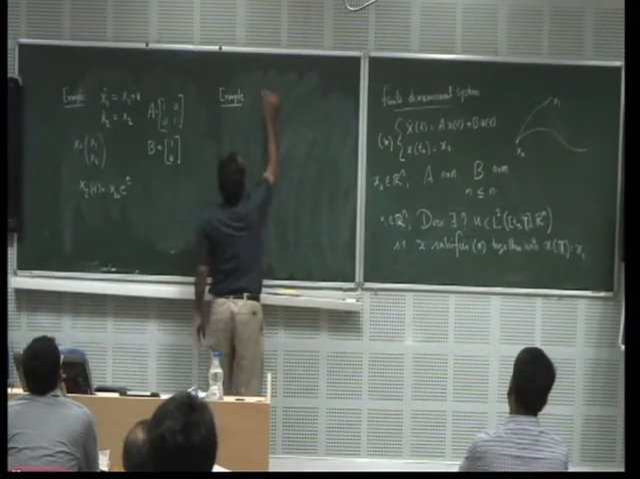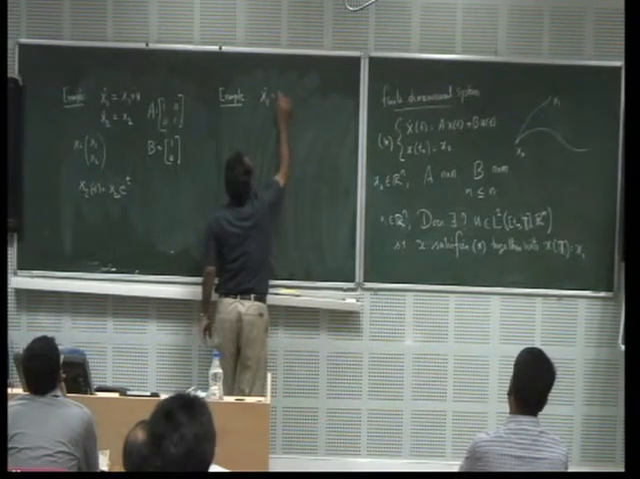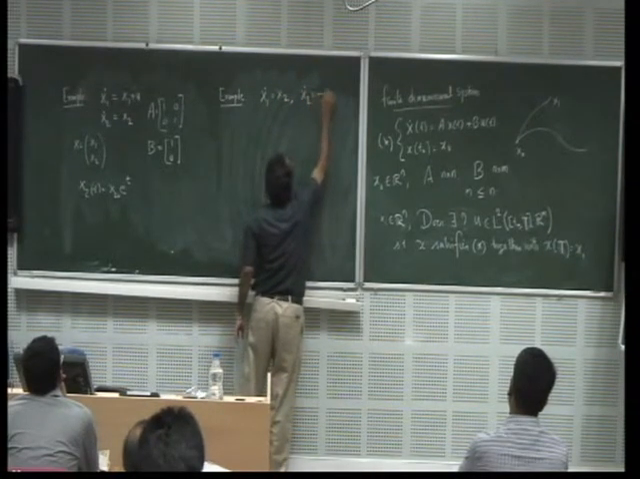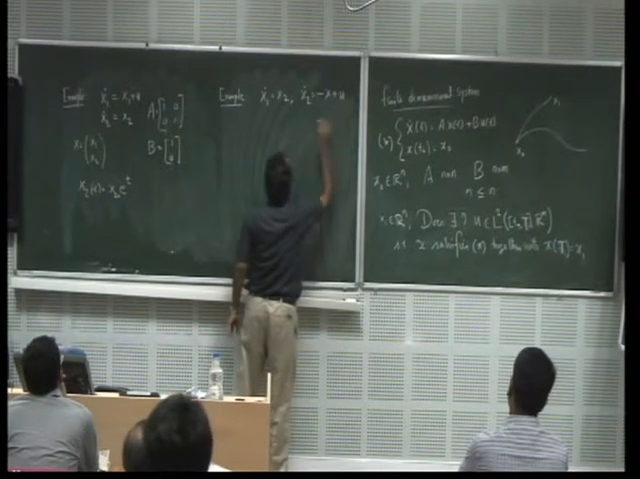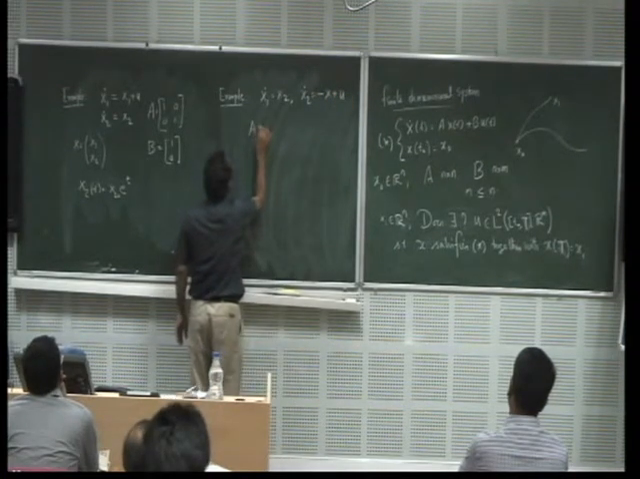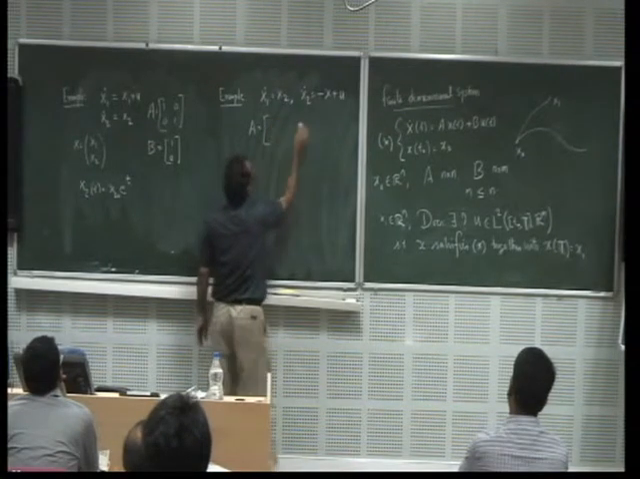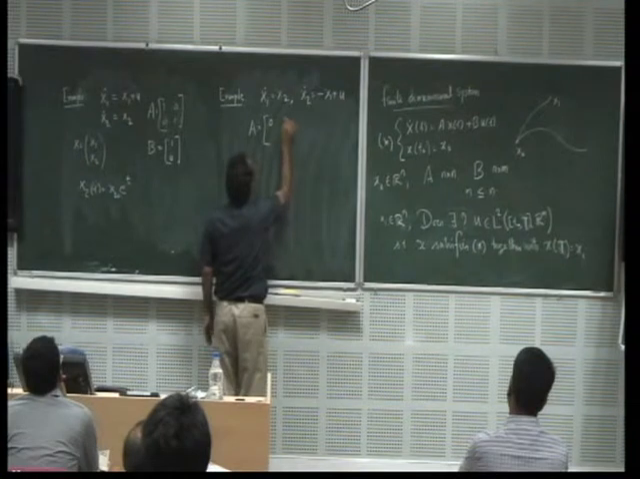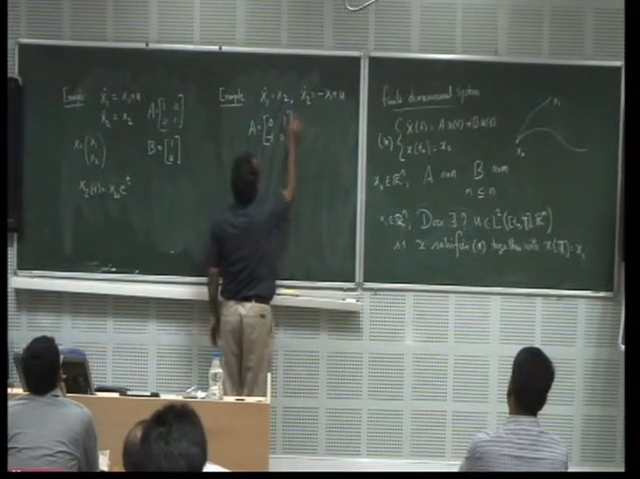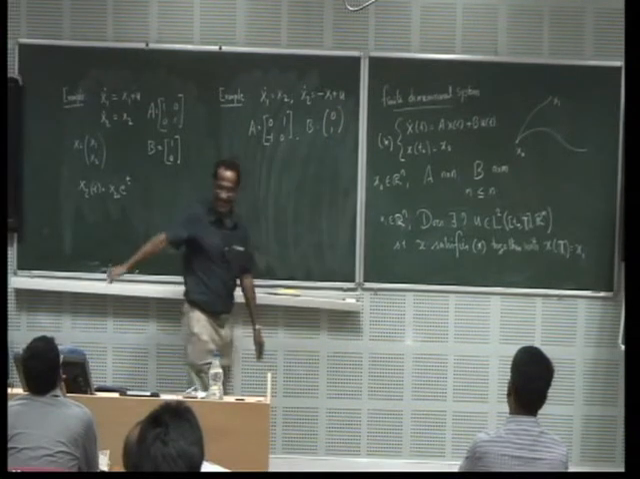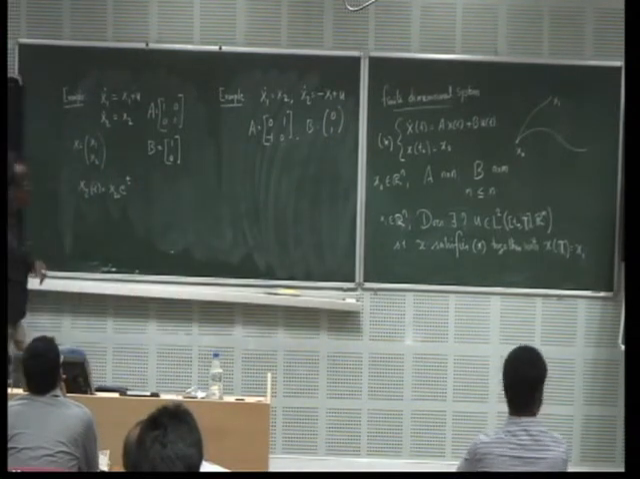So here is a system: x1 dot is equal to x2 and x2 dot is equal to minus x1 plus u. Can you tell me my A here? Quick. [0 1; -1 0]. Very good, right? That means you are following. Still I have the control here.